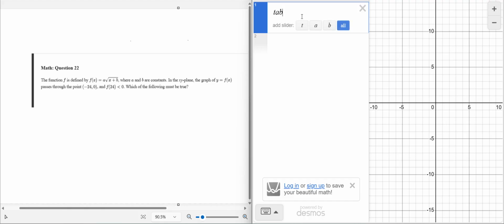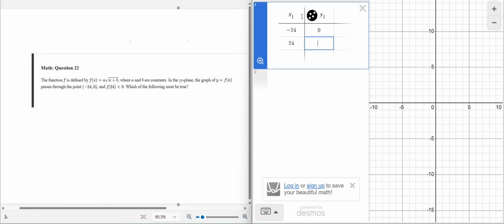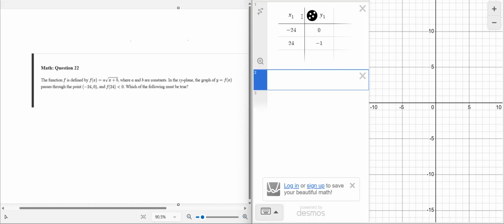First we'll make a table. When x equals -24, y must be 0, and when x equals 24, y must be less than 0. Y less than 0 means you can put -1, -2, -3, any value. So I'll put -1, and then you just need to copy this function here. This f(x) also means y.